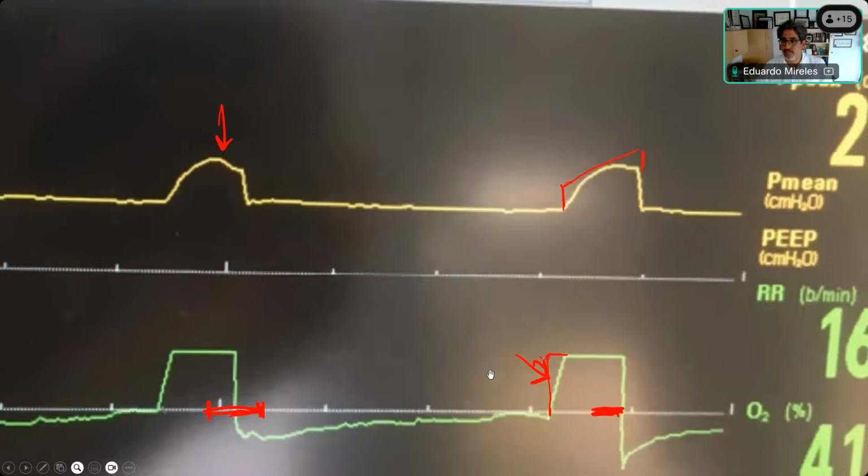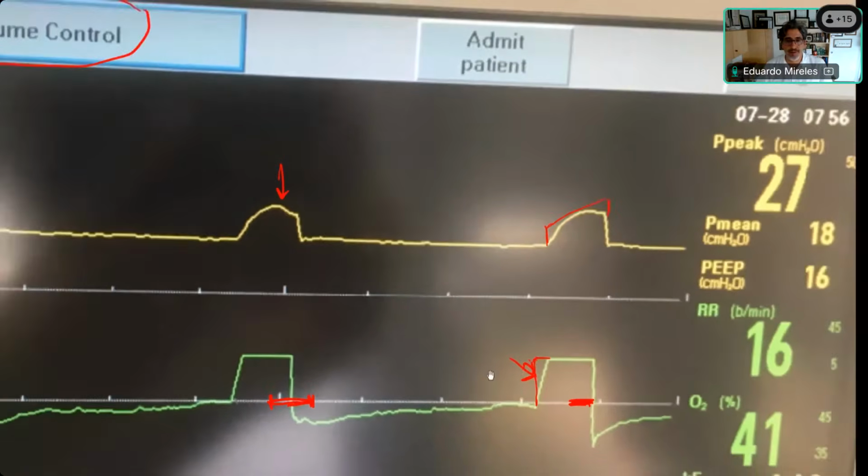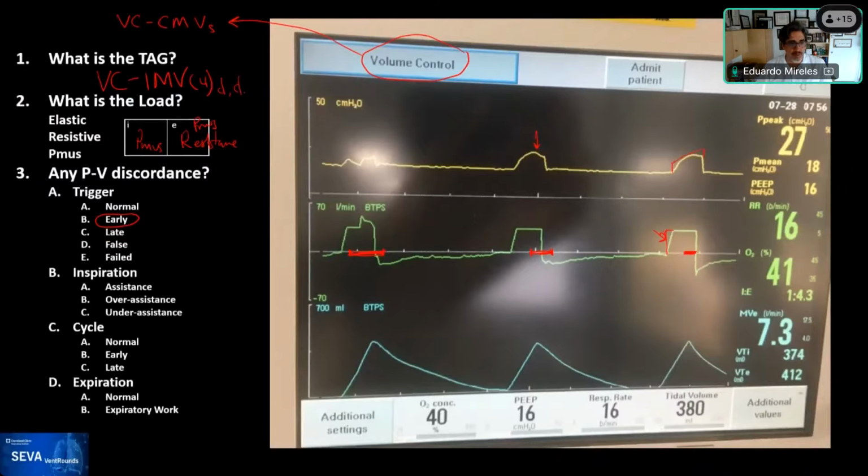Good. All right. Very nice. You see, every time, the more we look, the more we find. And so now we would not evaluate the inspiration because the problem is the early trigger. So this becomes a little bit moot when you have early trigger. And the same happens with cycle, because early trigger will cause inspiratory and cycle aberrancies. But when we come to expiration, and we already talked about it, we see evidence of some degree of PMOS that is occurring during exhalation, which could be PMOS or just high resistance.